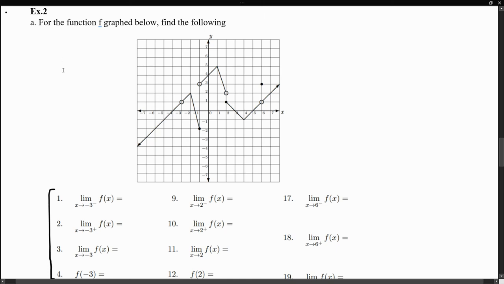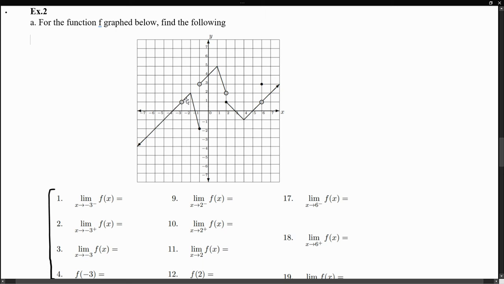So here we have our graph, and at least for example 1, it states, let's find the limit of f of x as x is approaching negative 3. You know that we have a little negative on top of it, so that means from the left-hand side. So let's look at our function. Let's see what happens to the behavior of the function as we're getting closer to negative 3 from the left. So here is negative 3. And notice that if I'm approaching negative 3 from the left, I seem to be getting closer and closer to the y value of 1.